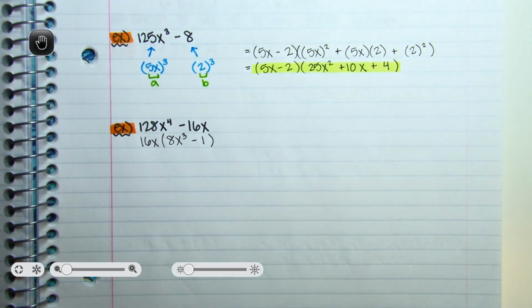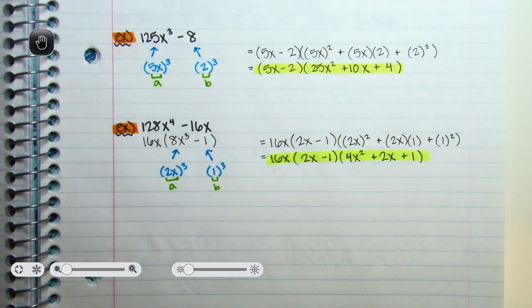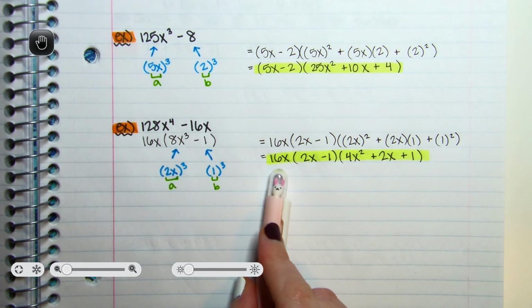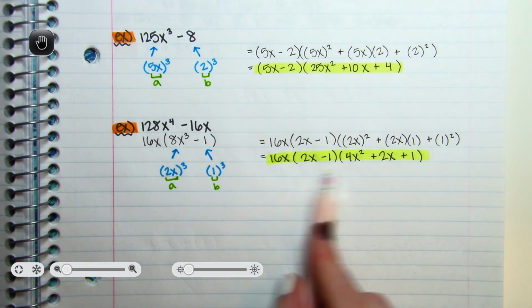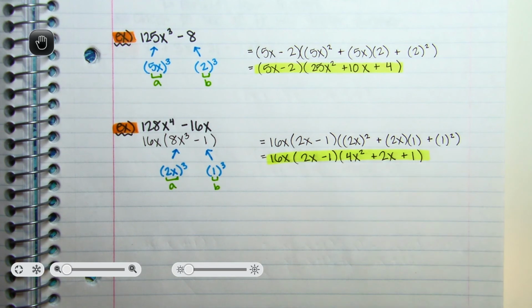So I want you to go ahead and finish this problem on your own. Push pause, and then when you're ready to check, push play. Go ahead and check your answer, and make sure that you remembered to write your GCF on the outside of the parentheses, on the outside of the whole thing. And this trinomial does not factor any further, so we're done.